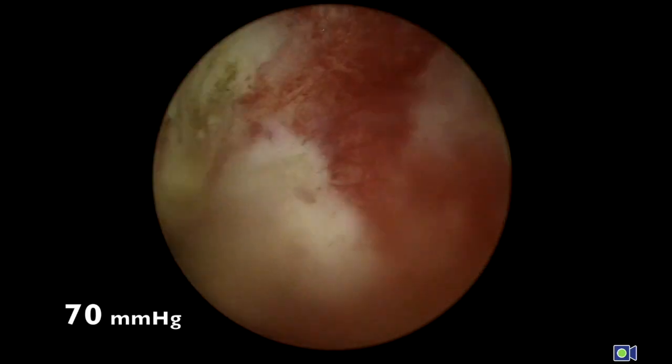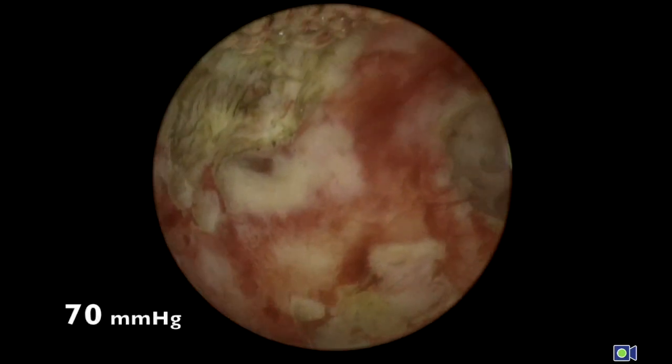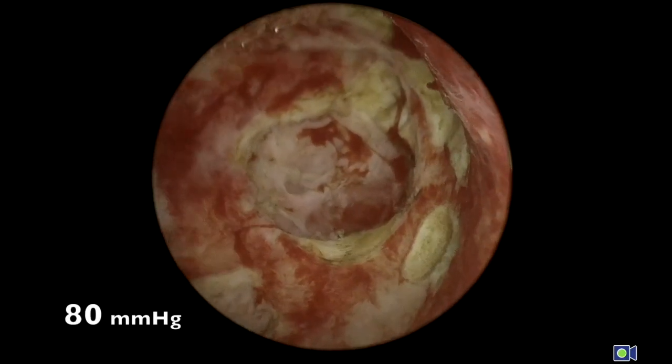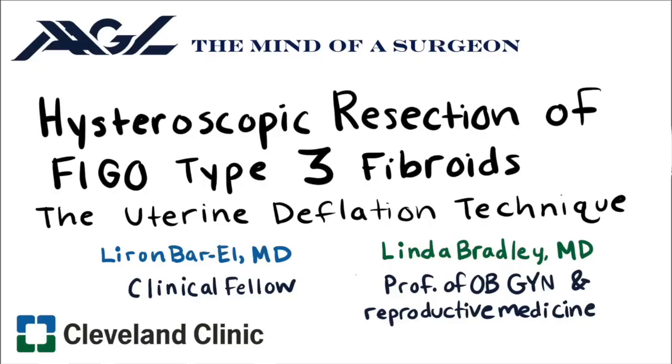At the end of the case, we drop the pressure and inspect for any other unpredictable fibroids bulging into the cavity. The cavity looks clean of fibroids and the surgery is over. Now I can offer my patients hysteroscopic management for FIGO type 3 fibroids and avoid major surgeries. All I need to do is to use the intrauterine pressure dynamically and help the fibroids come to me instead of going to them.